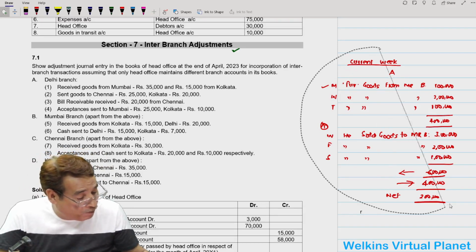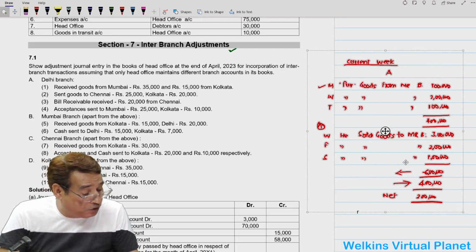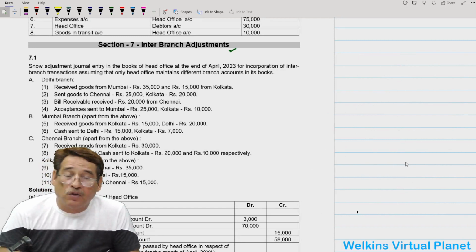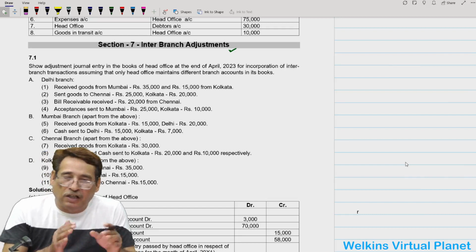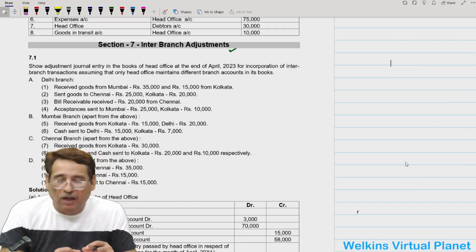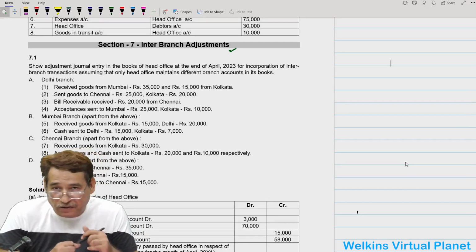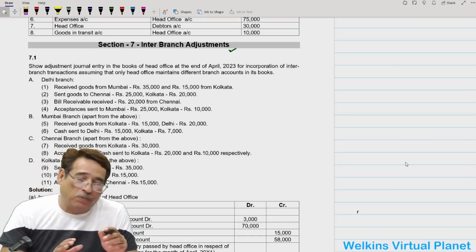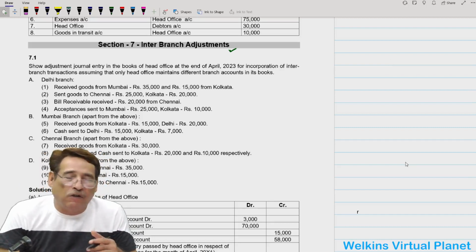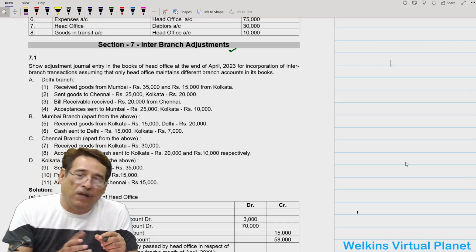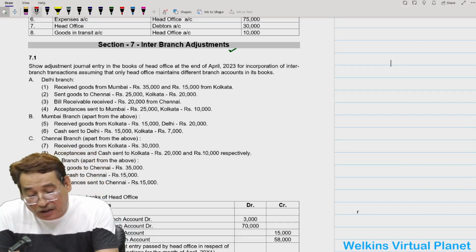Similarly, sometimes there are several transactions between or among the branches. So instead of settling the transaction on a particular date, it is always better to settle the inter-branch transactions at the end of a particular accounting period. That is what we mean by inter-branch adjustments, correct? Inter-branch adjustments means whatever transactions have taken place between or among the branches, instead of settling them separately, we shall settle them at a particular day. Generally, it happens to be the reporting date. Is it clear to you or not?